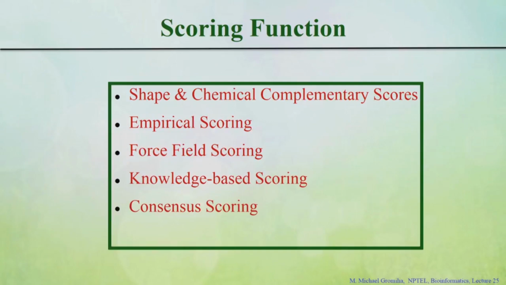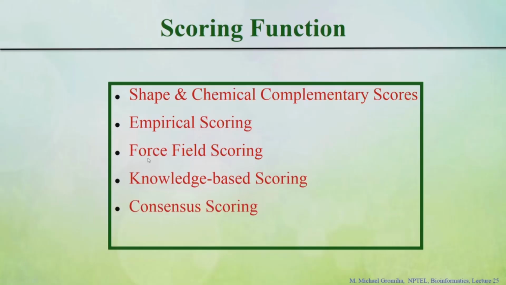Then you can do some empirical scoring, depending upon the known structures, calculating the interaction energies, and from that you can check against the known activity values. Then we have force field scoring, where you calculate the interaction energies from the force field, and using the interaction you can see whether this could be the probable ligand, a probable potential compound.